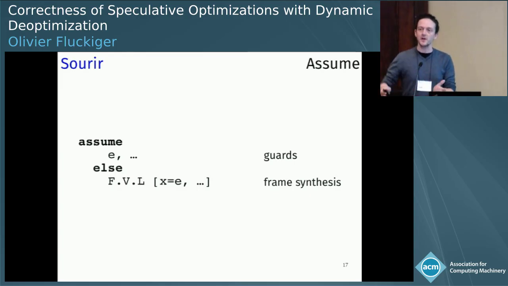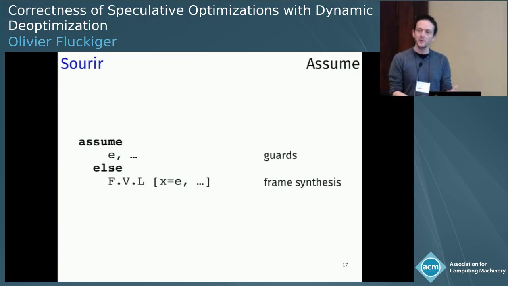In case any of the guards fails, we will perform the second part, which I sometimes call deoptimization metadata, or just the frame synthesis information. So this part has two parts. The first thing is we need to know where to jump to, right? Where to bail out. So this is this f.v.l.